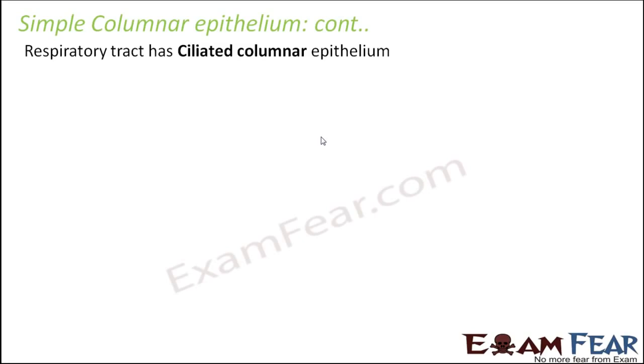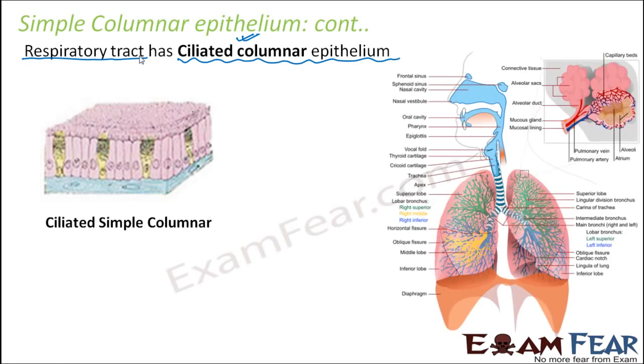This type of columnar epithelium with cilia is known as ciliated columnar epithelium, and we can find this type of epithelium in the respiratory tract of human beings. Now, what purpose do they solve in the respiratory tract? So this is how they look. See here, just one layer of cells, but above this you have these hair-like structures. So that is a ciliated simple columnar epithelium.